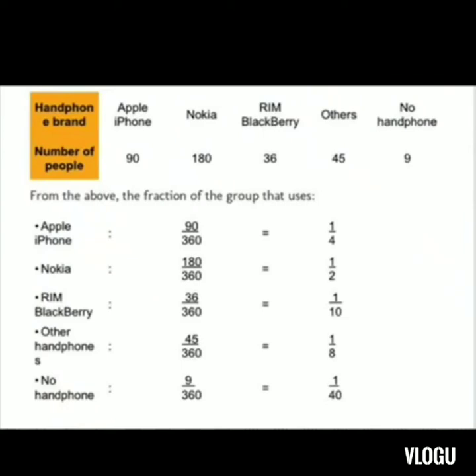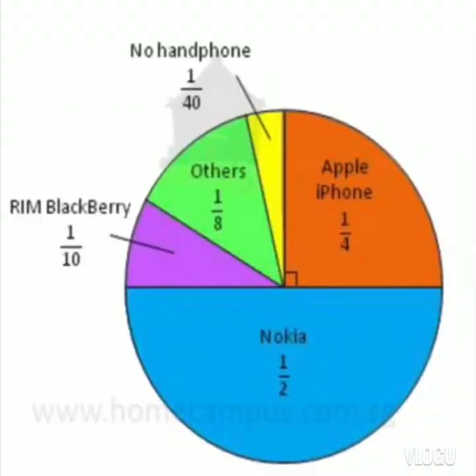So the Apple iPhone was used by 90 out of 360, Nokia was used by 180 out of 360, and so on. This fraction has been converted to lowest terms. So 90 by 360 is 1 by 4, 180 by 360 is 1 by 2. This fraction is showing the part of the circle. And whenever we add these fractions, the answer we get is always 1. So this is the graphical representation of the survey conducted on handphone brands used by the people, represented in the form of a circle, which is called the circle graph or the pie chart.